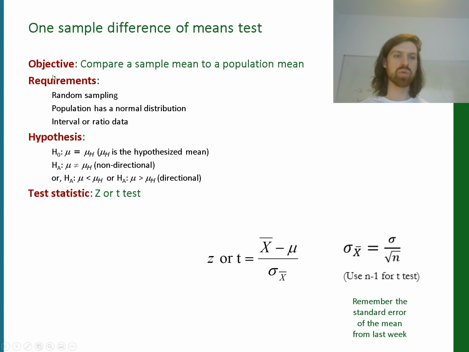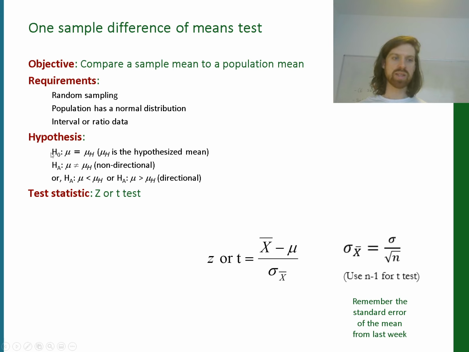So we need to make sure that we're using random sampling in the sample that we obtain, okay? We also need to make sure that the population is normally distributed. You remember the normal distribution, it's also called the Gaussian distribution after Gauss, or the bell-shaped curve. In this case, it's an assumption. If your data are not normally distributed and it doesn't meet this assumption, then you have to use a different test, okay? And then finally, we use interval or ratio data.